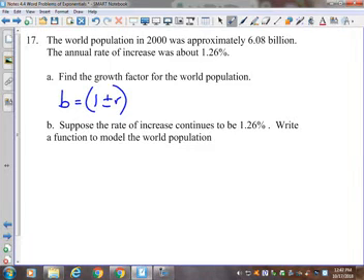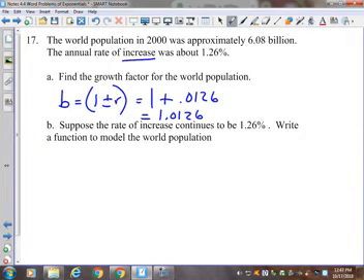So that B that we put the half or that 2 in is a growth rate. But when you're given how much it increases by, you got to calculate it. So 1 plus 0.0126 is the decimal for that percent. And so when you add that together, you get 1.0126. That is my growth rate.